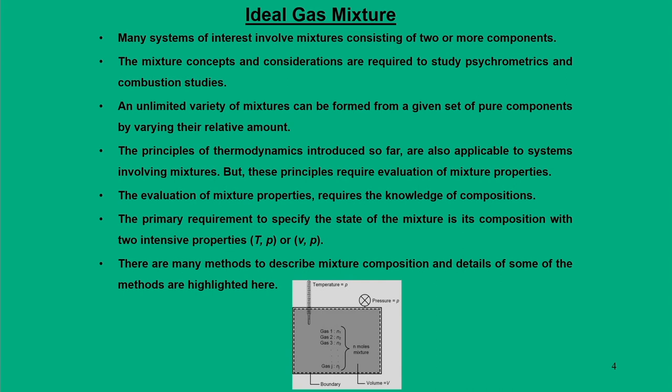And apart from that, in our study of combustion, when the reactants form the products, the reactants vanish after the reaction is over and products get generated, and those gases form a mixture. If we can treat such systems with an ideal gas model, it can give some realistic estimate. Then the choice of preparing the mixture is very wide, that means an unlimited variety of mixtures can be formed from a given set of pure components by varying their relative compositions.